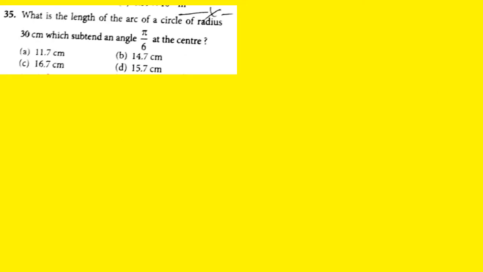So now the next one. What is the length of the arc of a circle of radius 30 centimeter which subtends an angle pi by 6 with the center? Before, the question we just applied it. Here they are directly asking related to the circle only. So you know the arc length L equal to r theta.